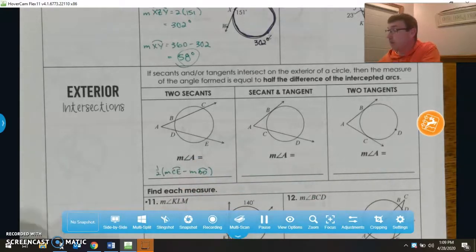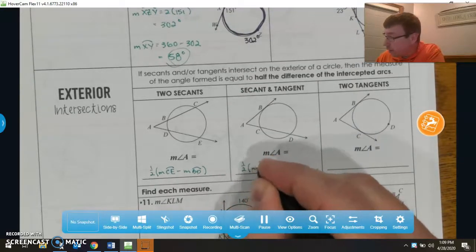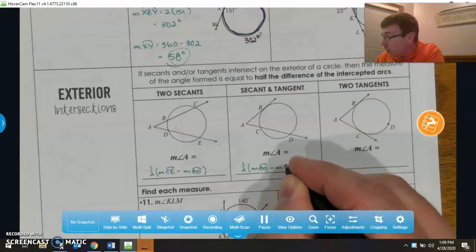Okay, now the big difference between yesterday and today. Yesterday we were adding our arcs and taking half. Today we are subtracting our arcs and taking half. Now when a secant and a tangent intersect, the measure of angle A will be 1/2 the measure of arc BD minus the measure of arc BC.